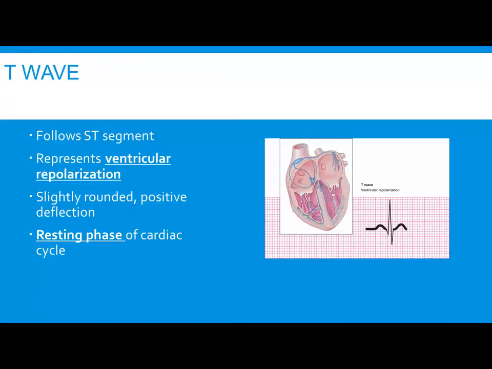And then you've got your T wave. It's very important that your T wave looks rounded with a positive deflection, because there are things that influence the T wave. The T wave is a direct reflection of the cardiac resting. So just as important in the cardiac cycle is the depolarization, it's just as important for the repolarization.